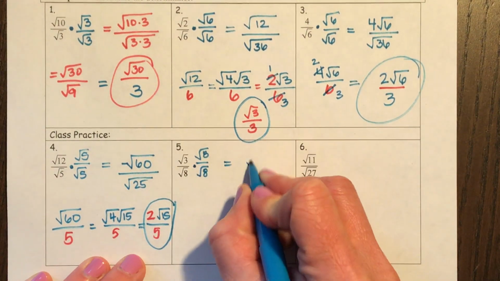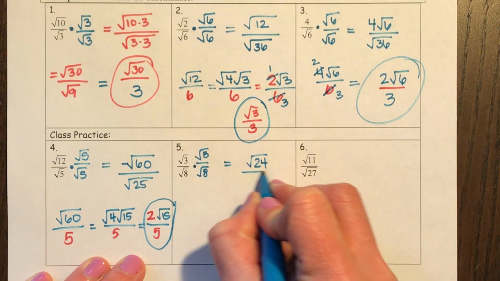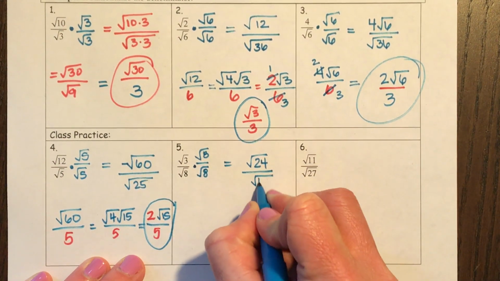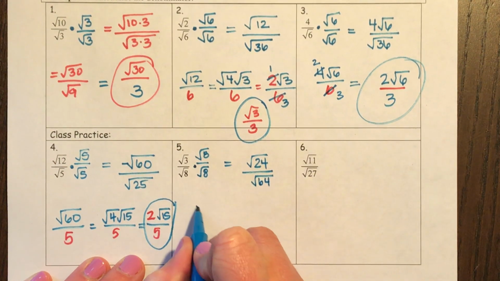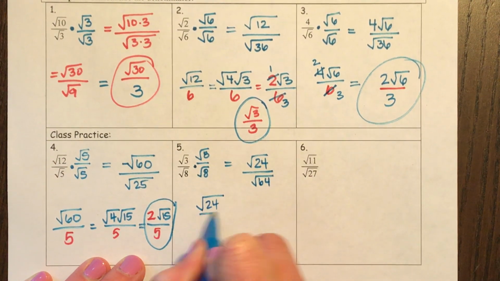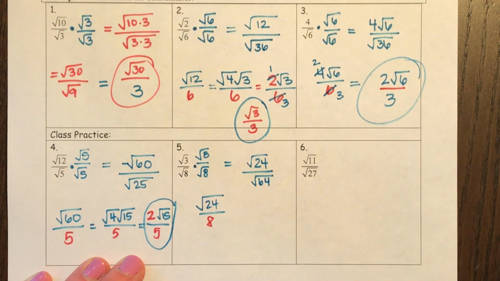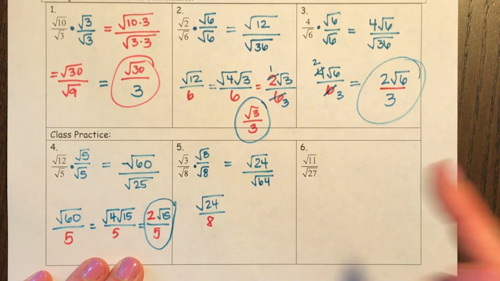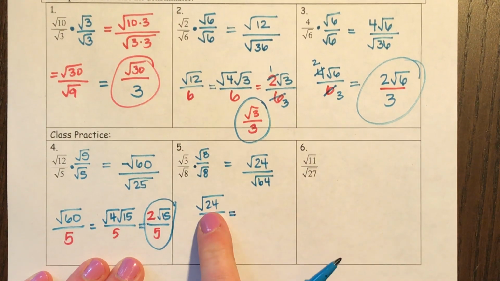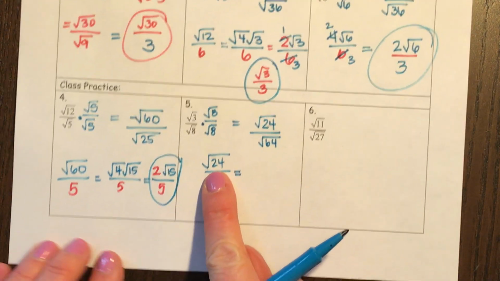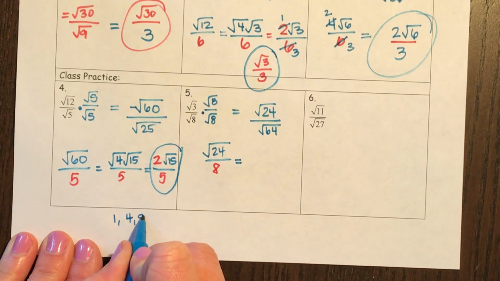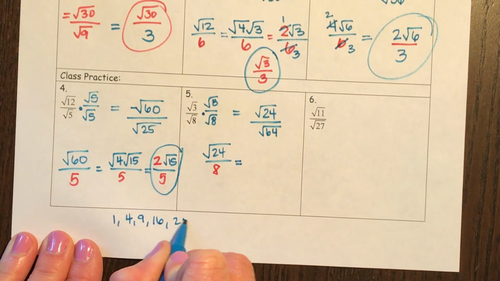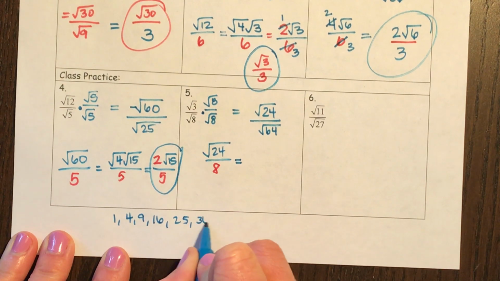3 times 8 is 24. 8 times 8 is 64. And we know what the square root of 64 is. It is 8. Now, if you can simplify the square root of 24, you need to do so. Is there a perfect square that 24 is divisible by? So think of the perfect square list. 1, 4, 9, 16, 25, 36, and so on.